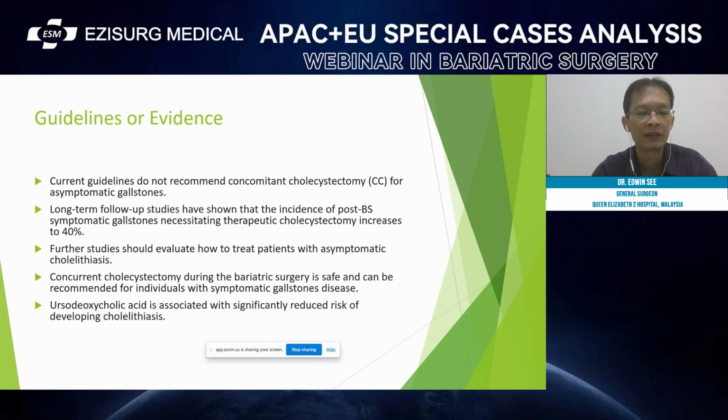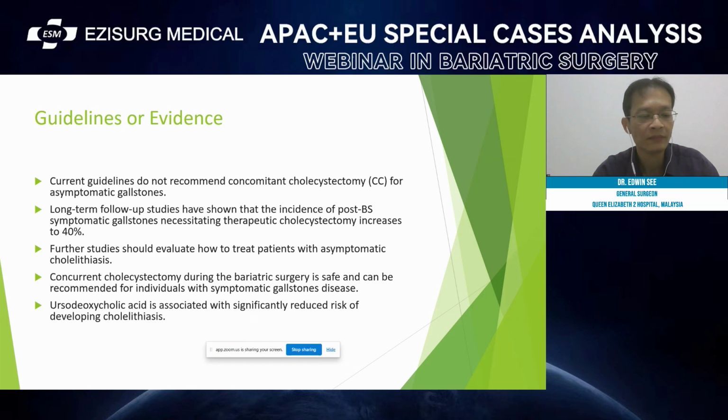Now, so far, the conclusion from guidelines or evidence is that current guidelines do not recommend concomitant cholecystectomy for asymptomatic gallstones. Long-term follow-up studies have shown that the incidence of post-bariatric surgery symptomatic gallstones needing therapeutic cholecystectomy increased up to 40%. However, the available evidence so far is not sufficient to answer this dilemma. Further studies should evaluate how to treat patients with asymptomatic gallstones.